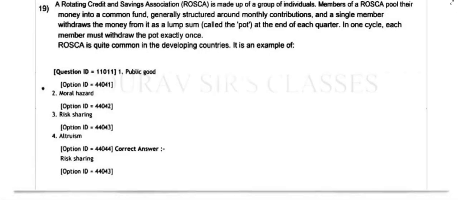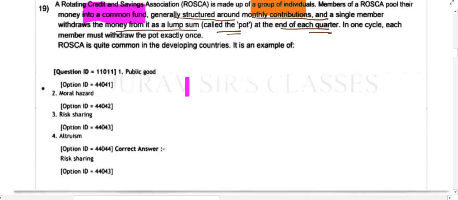The next one is very interesting. A rotating savings and credit association is made up of a group of individuals, and the members of the ROSCA pool their money into a common fund. It is generally structured around a monthly contribution from each member, with withdrawals of the lump sum, called the pot, at the end of the quarter. In one cycle, each member must withdraw the pot exactly once.